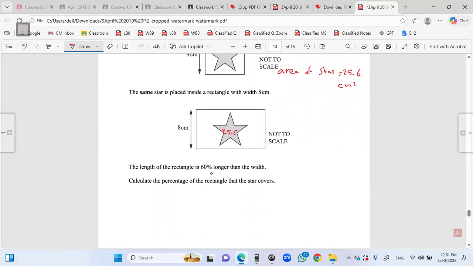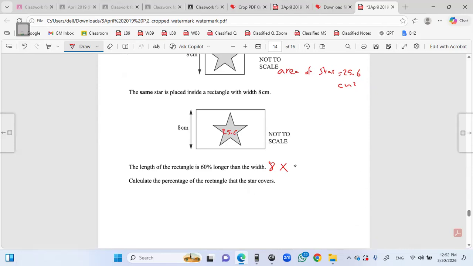The same star is placed inside a rectangle with width 8 centimeters. The length of the rectangle is 60% longer. 60% longer? Okay, can I get 60% of 8, then I add, because it's longer than the width. 60% of 8, then I add it to 8. Yes, fine. Or you can just multiply by the multiplier.